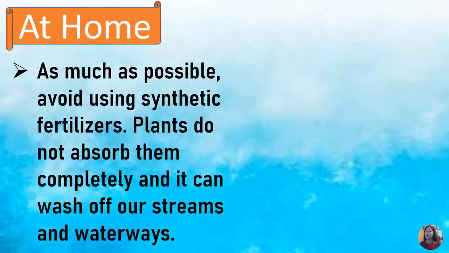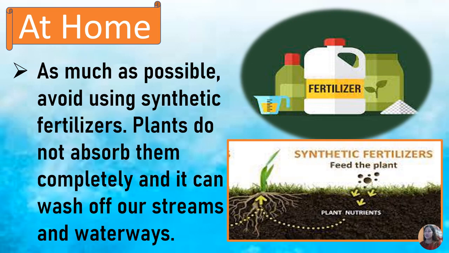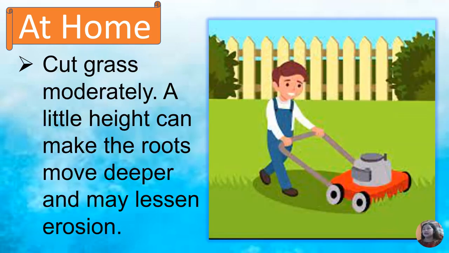At home, as much as possible, avoid using synthetic fertilizers. Plants do not absorb them completely and can wash off into our streams and waterways. Use natural fertilizers instead. Trimmed grass clippings from your lawn can be used as a natural fertilizer. Cut grass moderately. A little height can make the roots move deeper and may lessen erosion.